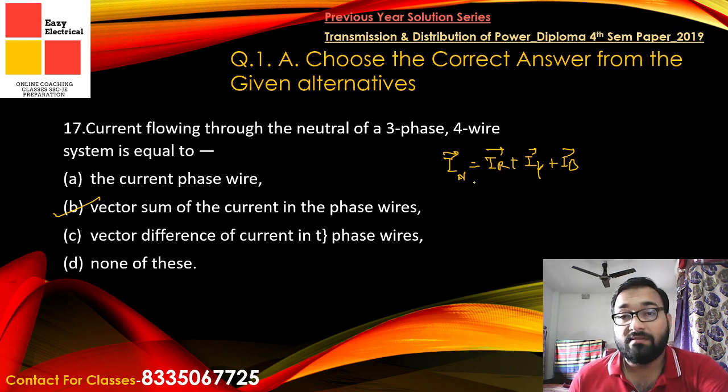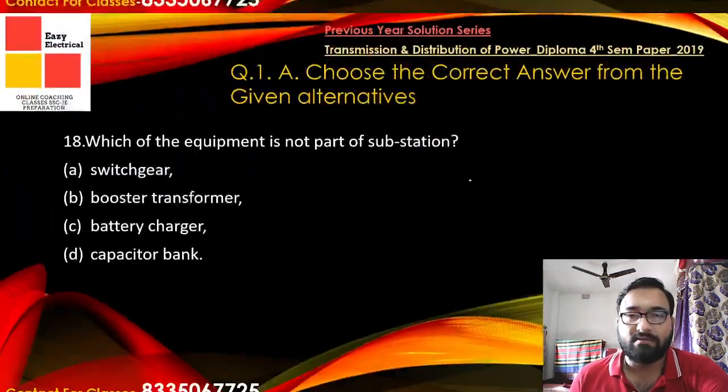So in a healthy system, we always see that the current, that is IN, is always equal to 0 for a three-phase 4-wire system if the system is balanced, a healthy system.